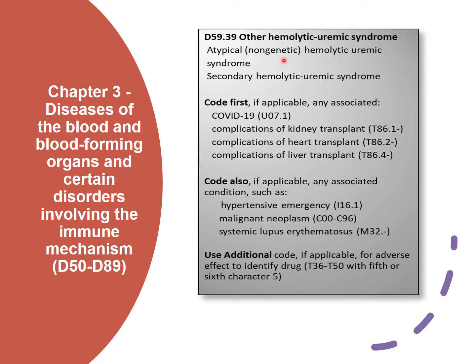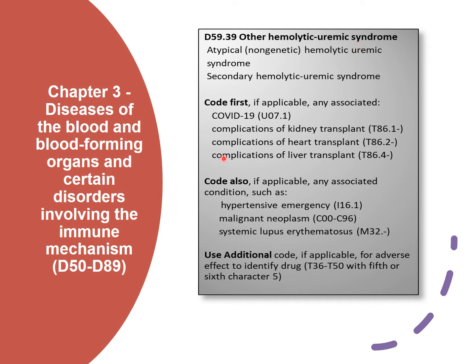Whenever the patient has hemolytic uremic syndrome associated with COVID-19 U07.1, complications of the kidney transplant T86.1, complications of heart transplant T86.2, complications of liver transplant T86.4, please report these conditions as a primary diagnosis and followed by D59.39 other hemolytic uremic syndrome.